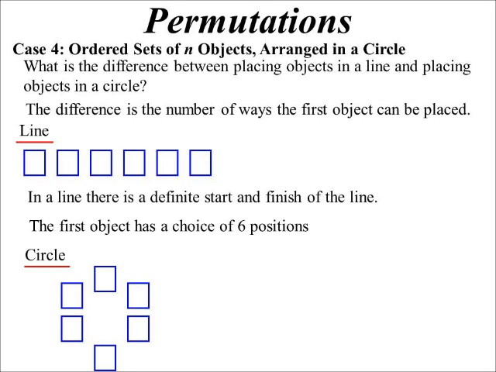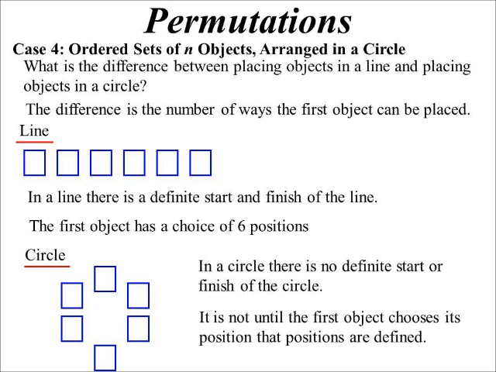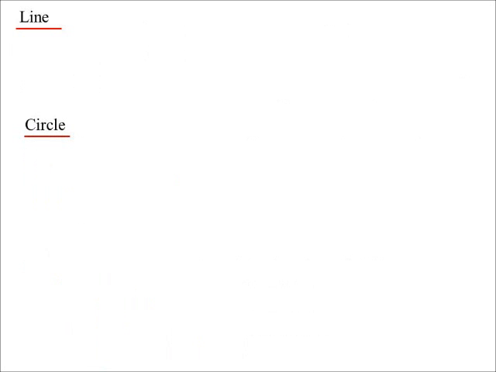Whereas a circle has no beginning or end, so I can't define the positions until the first object is placed. So there's only one way of placing the first object, and that is in the circle. Then once that object's placed, I can now define the other positions, because I can say 1 to the right, 2 to the right, and so on. So it only has one way.